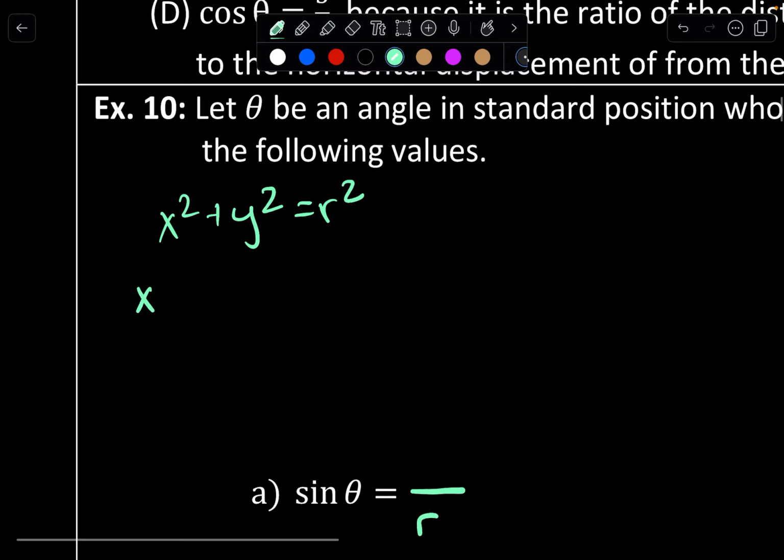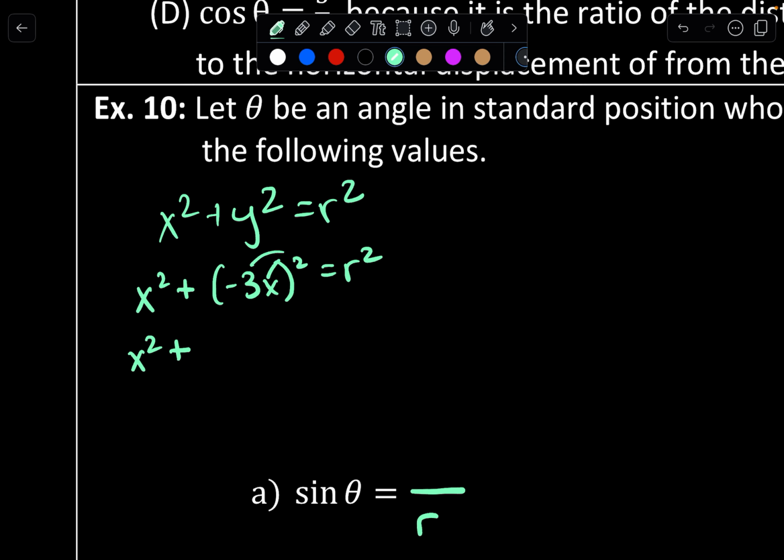So I know I have x squared. My y is equal to negative 3x. So I'll do negative 3x squared, which is equal to r squared. So we get x squared plus, properties of exponents, negative 3 squared will be 9. x squared is going to be x squared is equal to r squared. These are like terms. They have the same variable, same power. So we can just add 1x squared plus 9x squared. So we get 10x squared is equal to r squared.